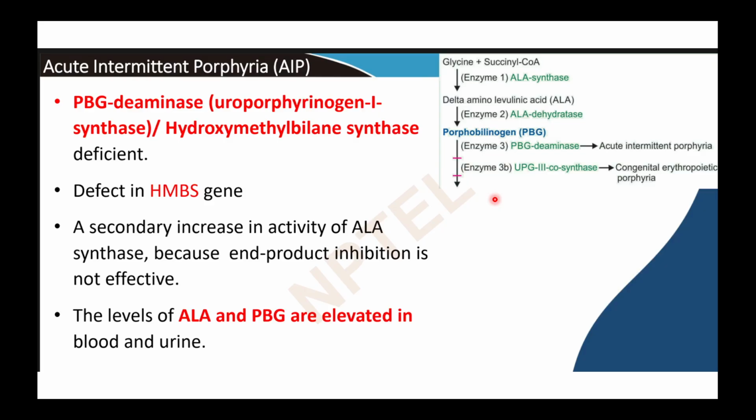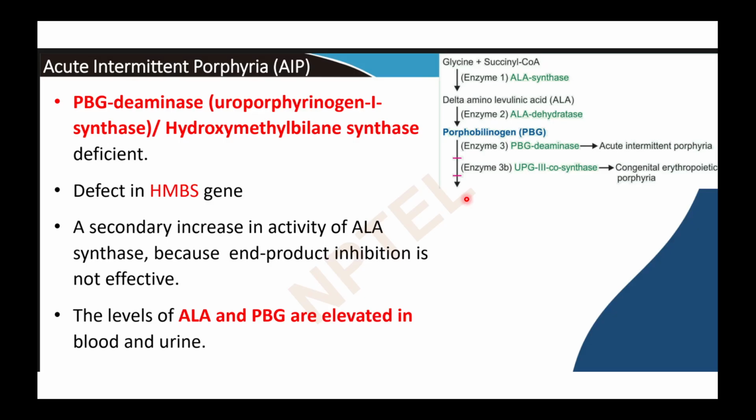protoporphyrinogen ring, right? So four molecules of porphobilinogen were condensing together, because this is a monopyrrole and the porphyrin ring structure has four pyrrole rings. The porphyrin ring structure starts forming. Okay. So the enzyme PBG deaminase, the deficiency of this enzyme causes acute intermittent porphyria. So porphobilinogen will not be able to get converted into uroporphyrinogen.